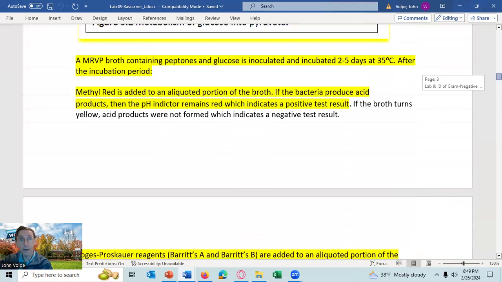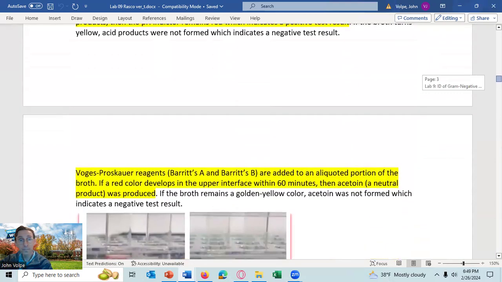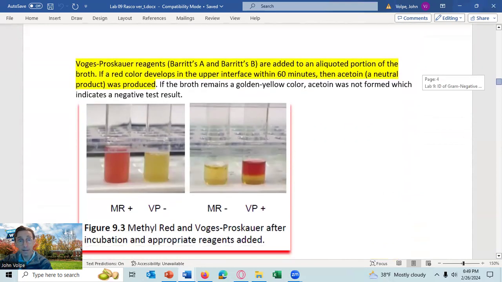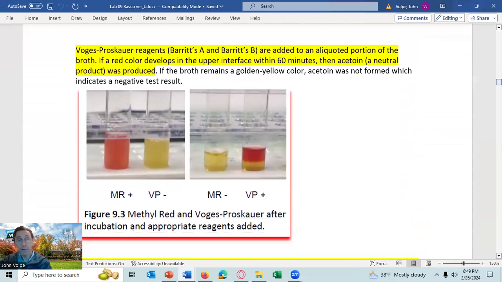All right, the other half of the tube, you then use for the VP test. You have to add Barritt's reagent A and Barritt's reagent B to the tube, as well as shake it to add oxygen to the tube, and then let it sit for 30 to 60 minutes.